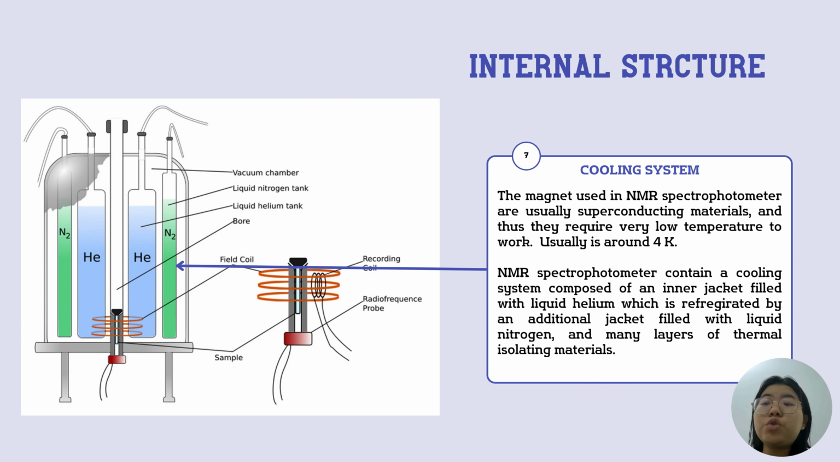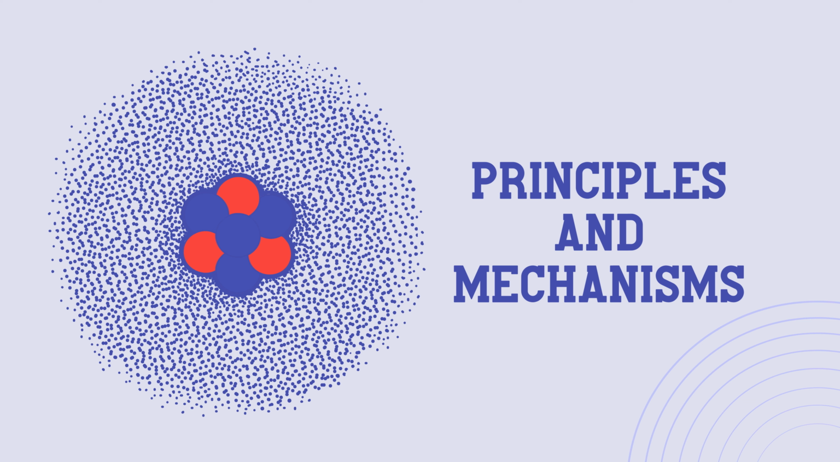About the internal structure of the NMR spectrophotometer, it has a cooling system inside. The magnets used are usually superconducting materials, and thus they require a very low temperature to work, usually around 4 Kelvin. The cooling system is composed of an inner jacket filled with liquid helium, which is further refrigerated by an additional jacket filled with liquid nitrogen, and also many layers of thermal isolating materials.